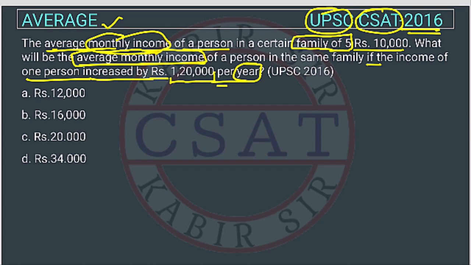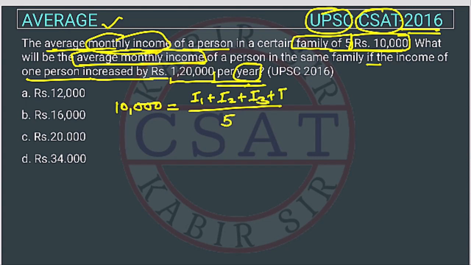So here they have given the increment per year, but the income they have given is monthly, right? Okay, so first of all, what have they given? They have given the average of 5 members, right? So I am using the formula of average. So this is their income: income of first person, income of second person, income of third person, income of fourth person plus income of fifth person, right?